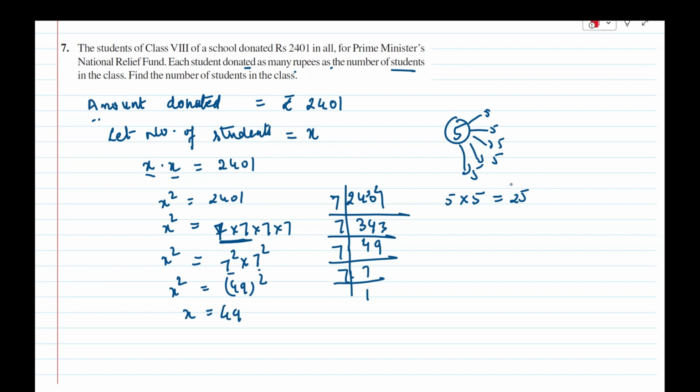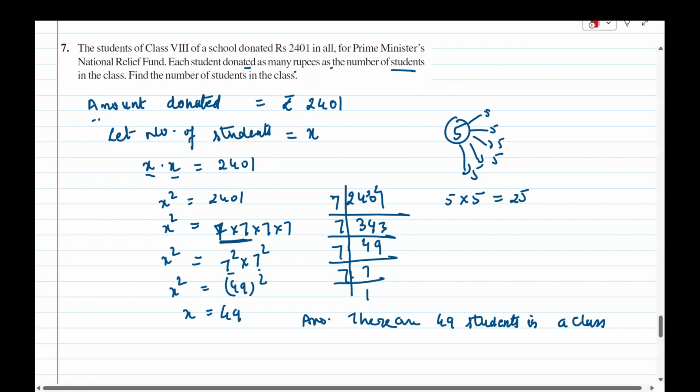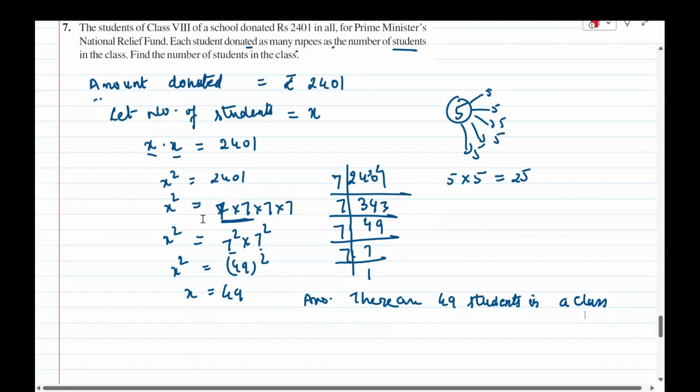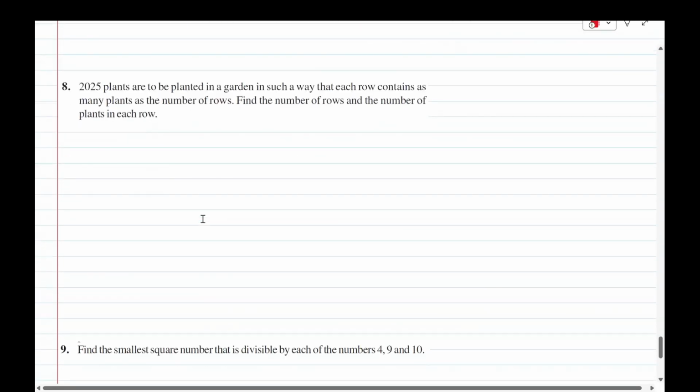So the final statement is what? There are 49 students in that class. And how many rupees have they donated? Obviously 49 rupees by each student. See the next question, question number 8.